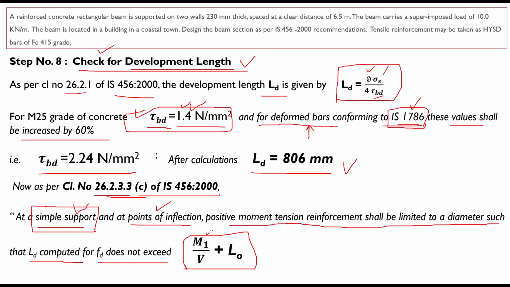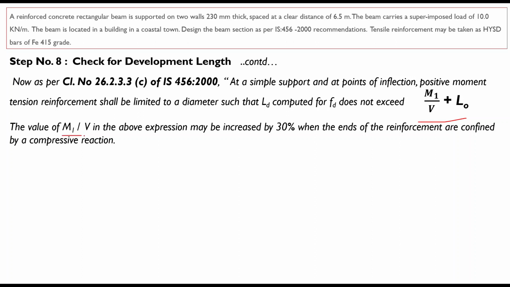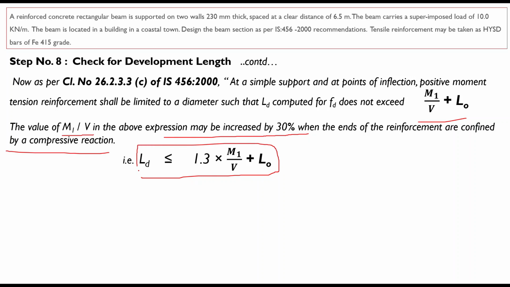Now what is M1, what is V, what is L0? Let us try to understand. As we have already written, M1 by V plus L0. Now this value of M1 by V can also be increased by 30% when the ends of the reinforcement are confined by a compressive reaction. So that means LD should be less than or equal to 1.3 M1 by V plus L0. We have multiplied M1 by V by 1.3, that means 30% extra we have considered.